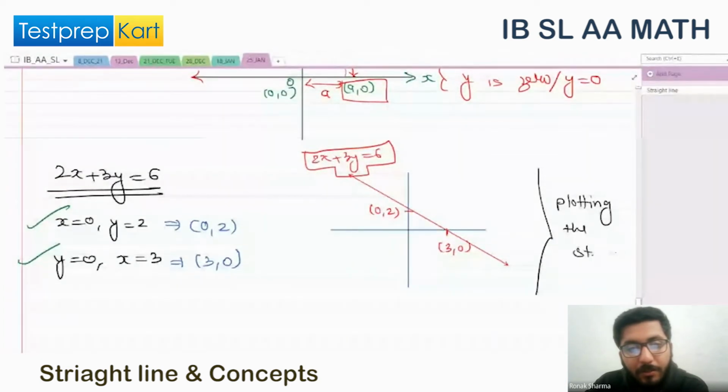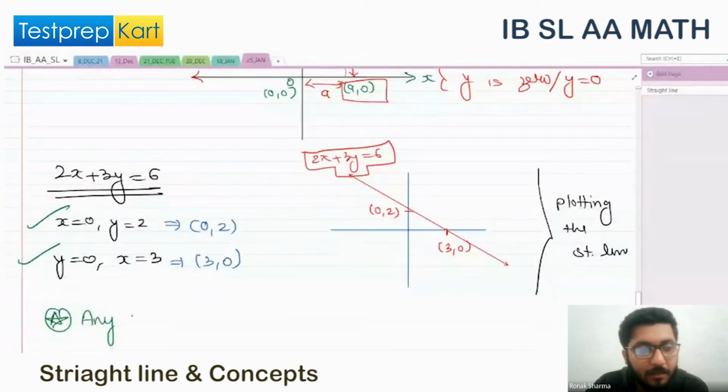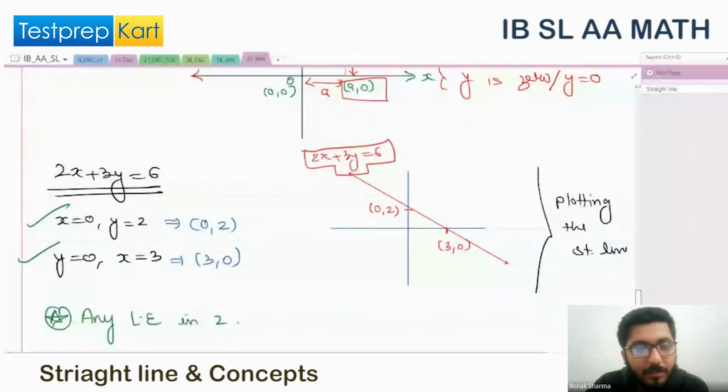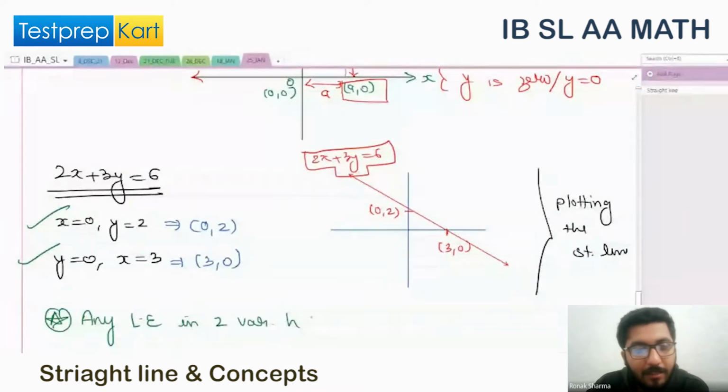And one thing you need to understand from here is that any linear equation in two variables has an infinite number of solutions.